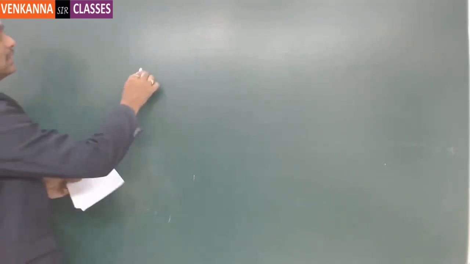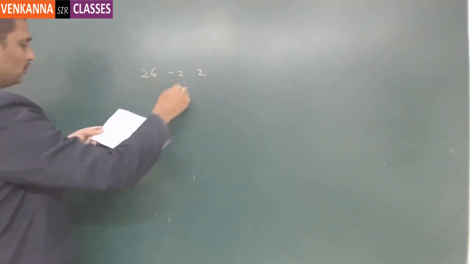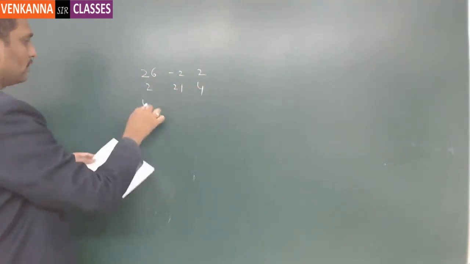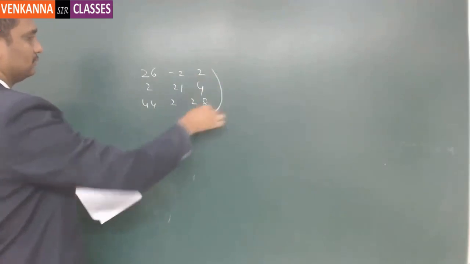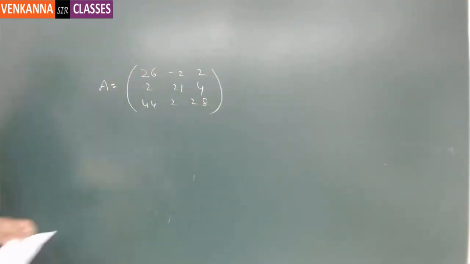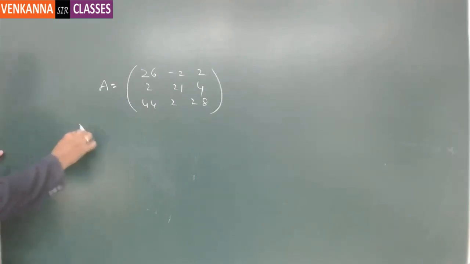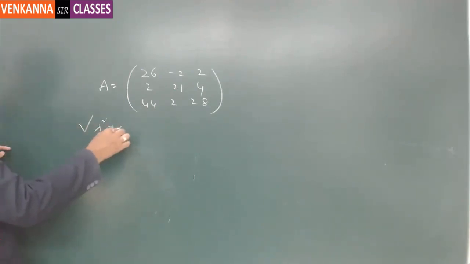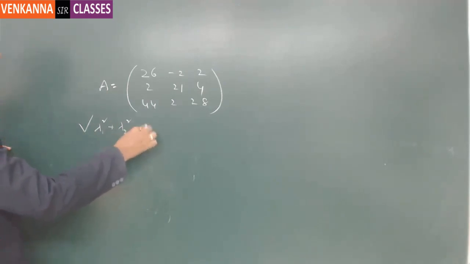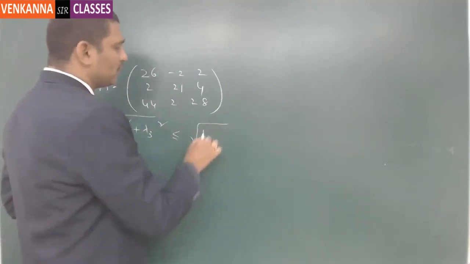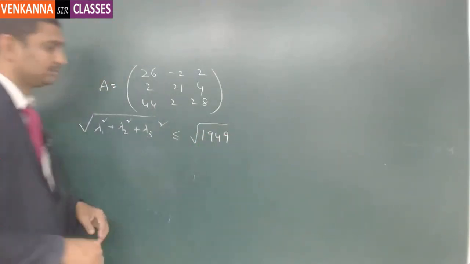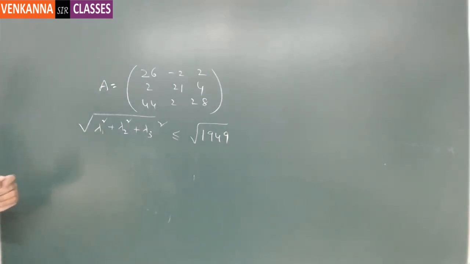One more problem: I have given a matrix 26, -2, 2, 2, 21, 4, 4, 4, 28. Suppose this is the matrix A, let me say. It is given, prove that square root of lambda 1 square plus lambda 2 square plus lambda 3 square is less than or equal to square root of 1949, where lambda 1, lambda 2, lambda 3 are nothing but eigenvalues of A.